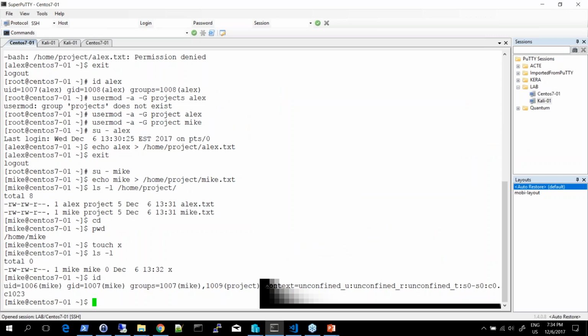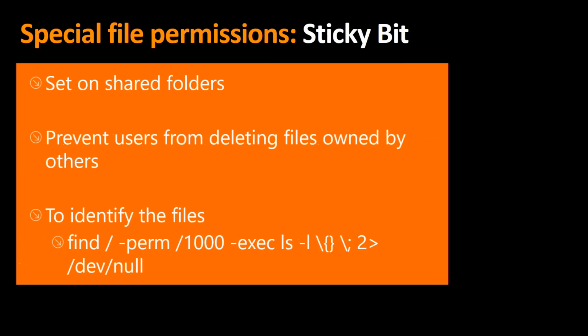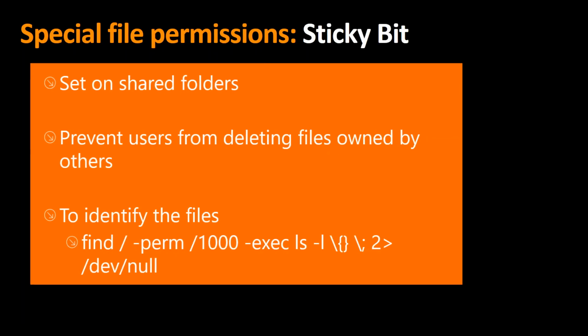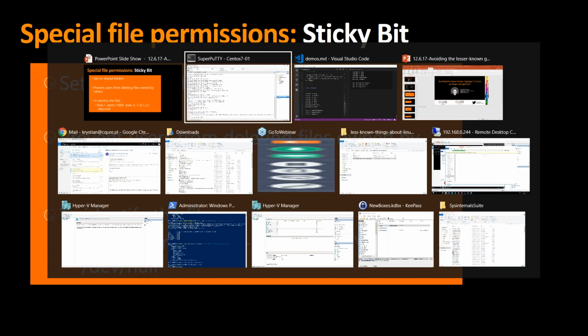Okay, so the last special permission is the sticky bit. It is usually set on shared folders, and it prevents users from deleting files owned by others. Okay, it can sound cryptic, but it makes sense. Because using the sticky bit, even if someone has write permissions to this folder, I can prevent one user from deleting files that belong to other users. So he would be able in such a folder to just delete his own files. So for that I also have a demo.